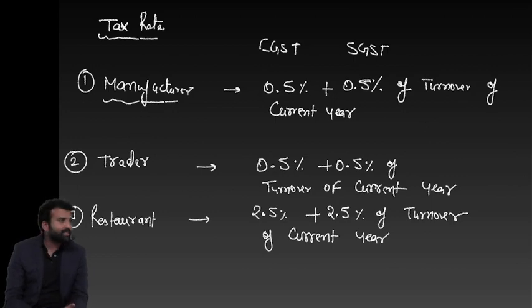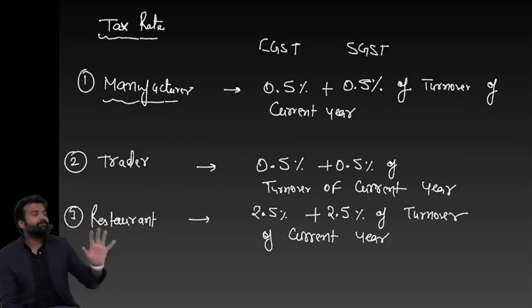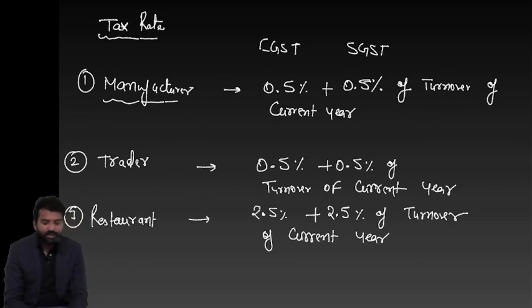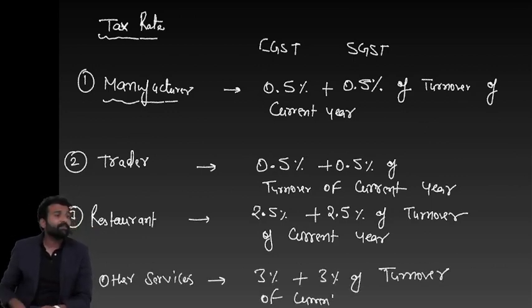So manufacturer 1%, 0.5, 0.5 CGST, SGST. Trader 1%, 0.5, 0.5 CGST, SGST. Restaurant 5%, 2.5, 2.5, and other services where the 50 lakh limit is applicable now, it will be 6%. 3% CGST and 3% SGST. Look at the slide. This is very important.